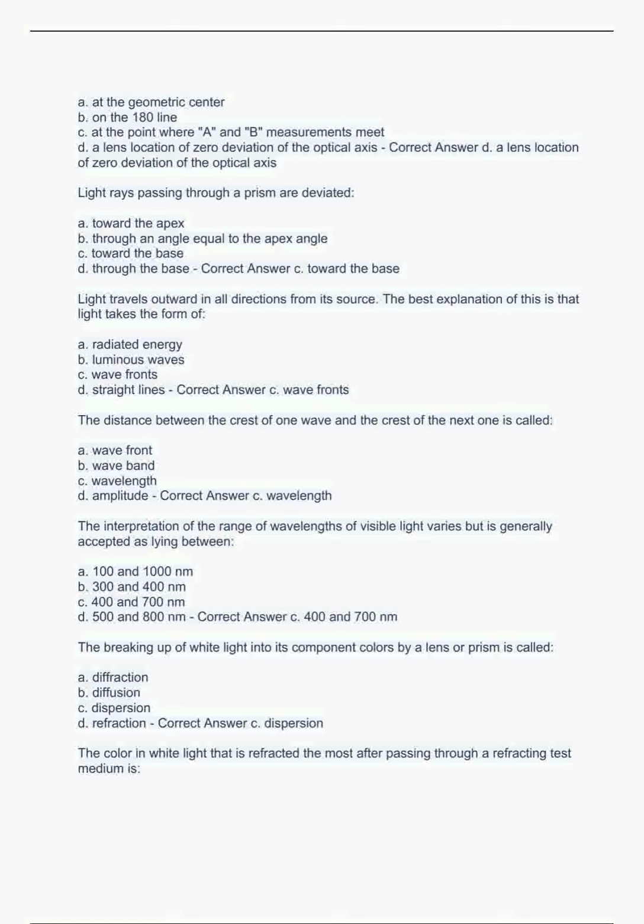Light travels outward in all directions from its source. The best explanation of this is that light takes the form of A, radiated energy, B, luminous waves, C, wave fronts, D, straight lines. Correct answer C, wave fronts. The distance between the crest of one wave and the crest of the next one is called A, wave front, B, waveband, C, wavelength, D, amplitude. Correct answer C, wavelength.